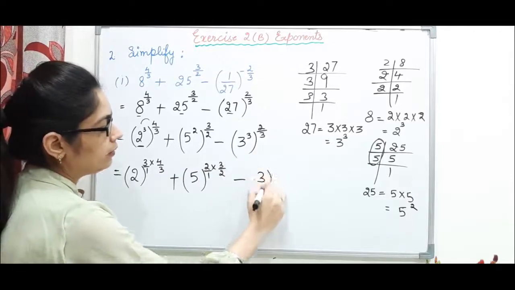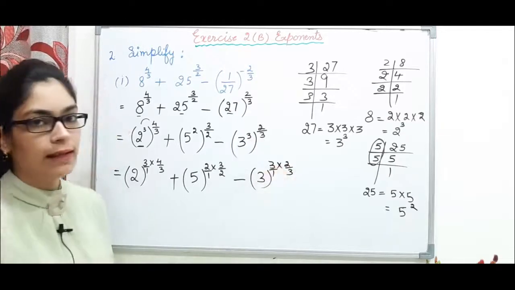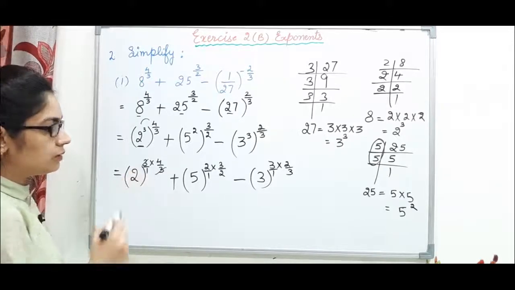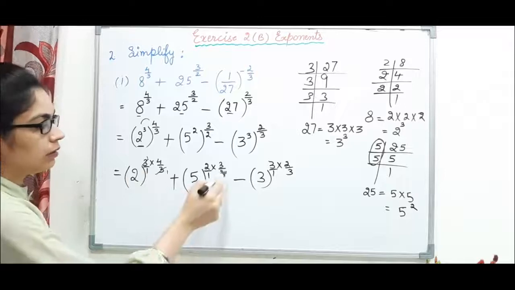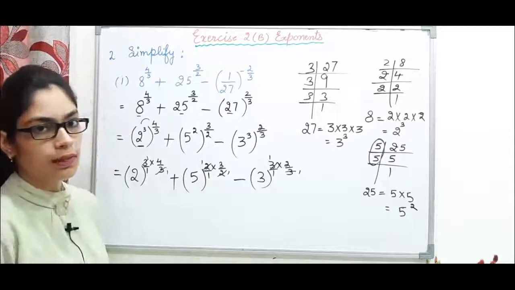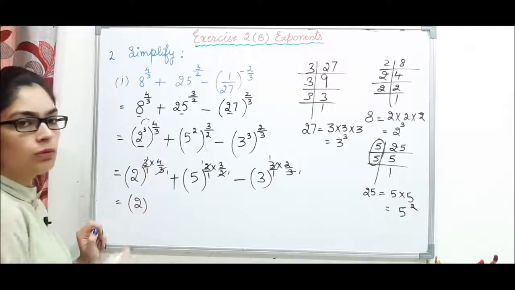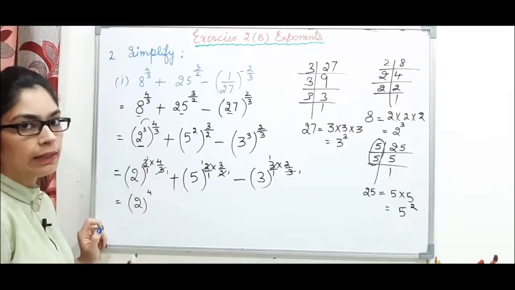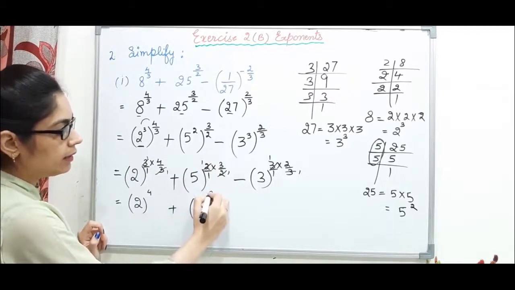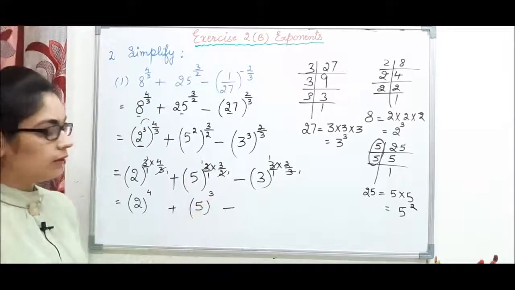So this I can write 3 into 2 by 3. 3 also I can write as 3 by 1. Now here we can do cancellation, because this 3 and this 3 will get cancelled. 3 into 1, 3 into 1. 2 into 1, 2 into 1, 3 into 1, 3 into 1. So cancellation we have done. Now the remaining numbers we can multiply. 2 to the power 1 into 4, 1 into 1, so no need to write 1. 5 to the power 1 into 3, 1 into 1, so no need to write 1 in the denominator now. We can write only 3.